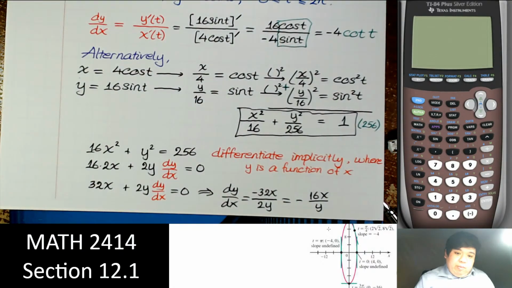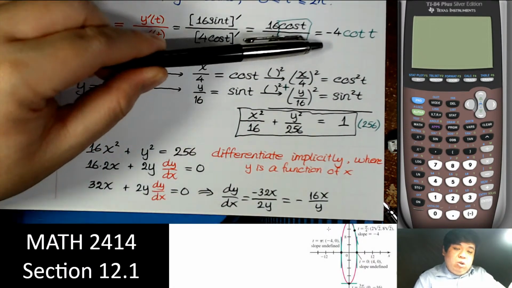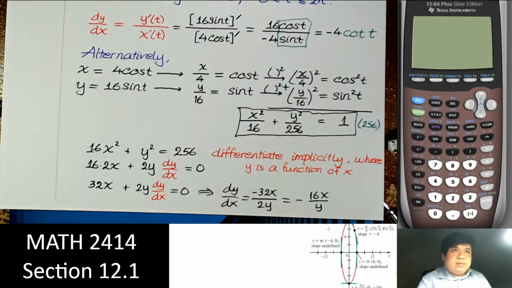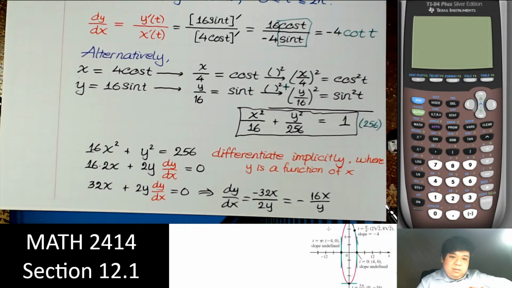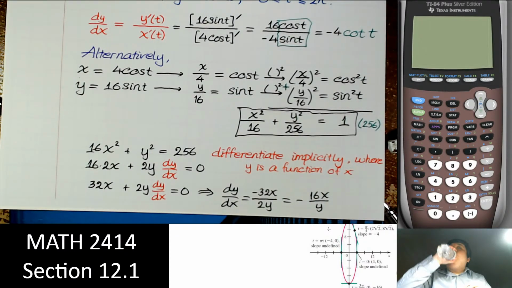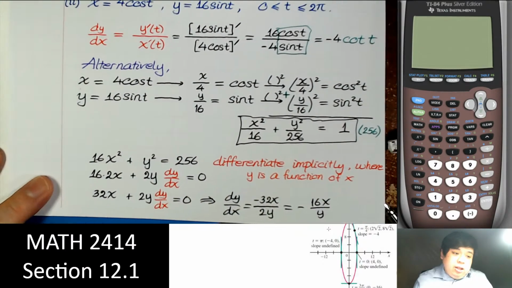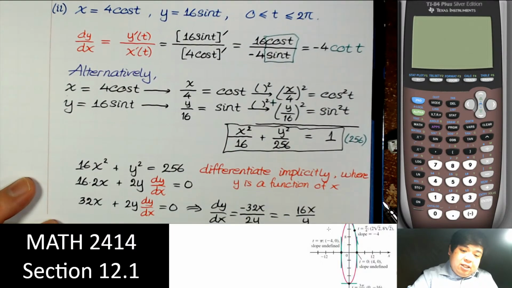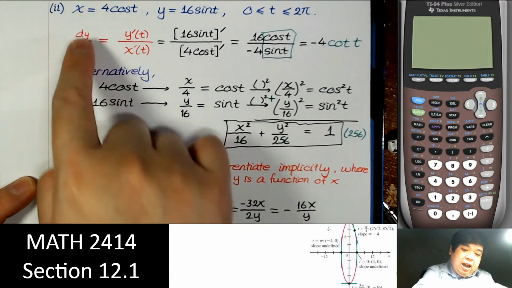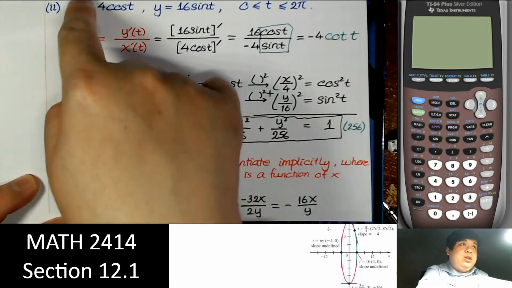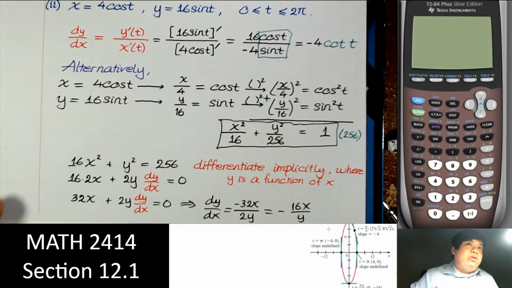So the derivative, of course, then you say, how's that related to that? Of course, if we substitute this back in, we get back to that. Y is 16 sine and x is 4 cosine. When we substitute those back in, we should get back to 4 cotangent.